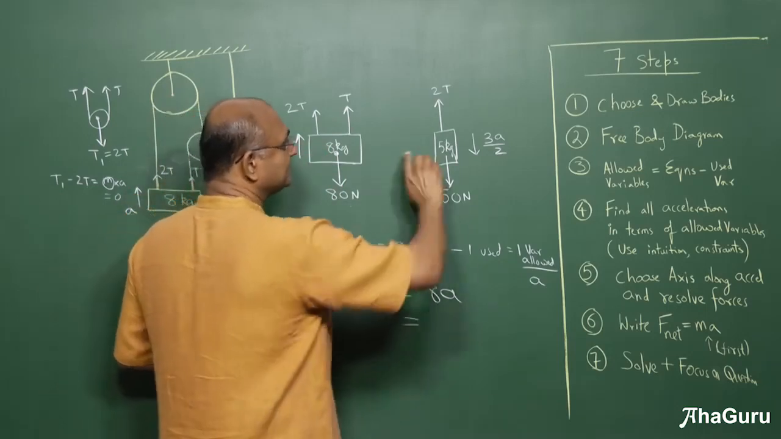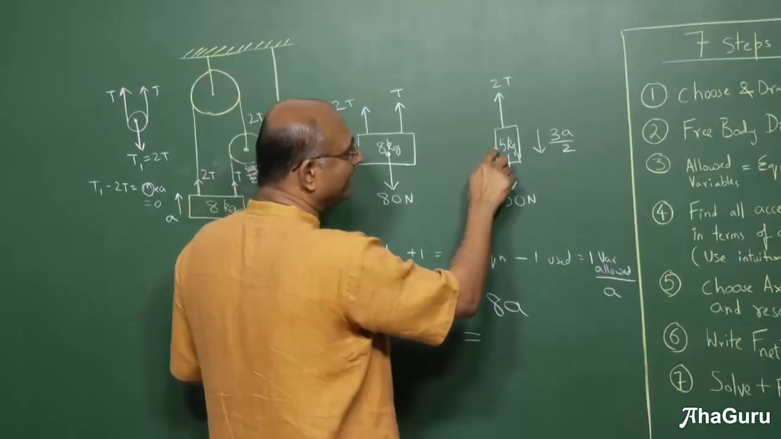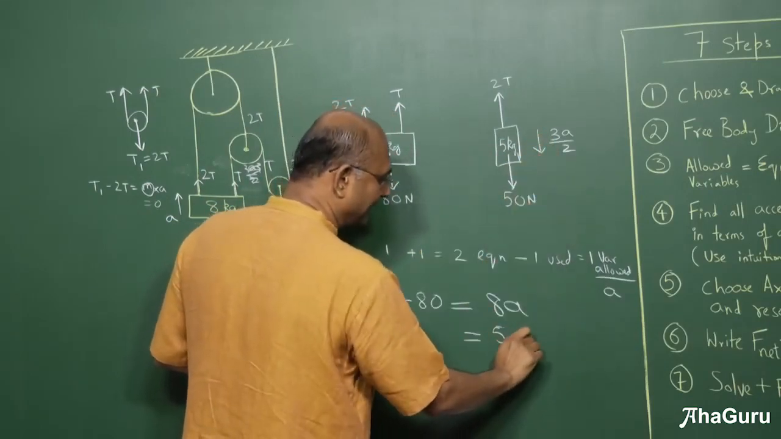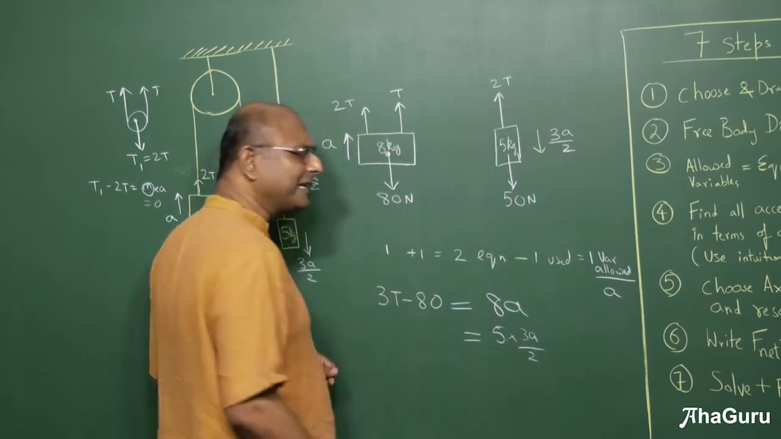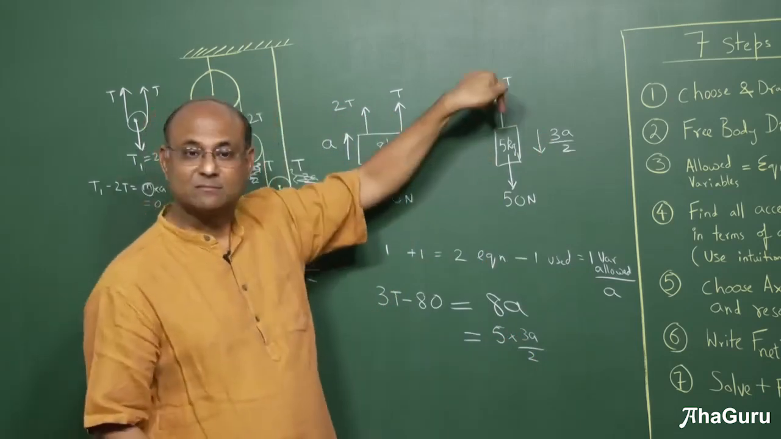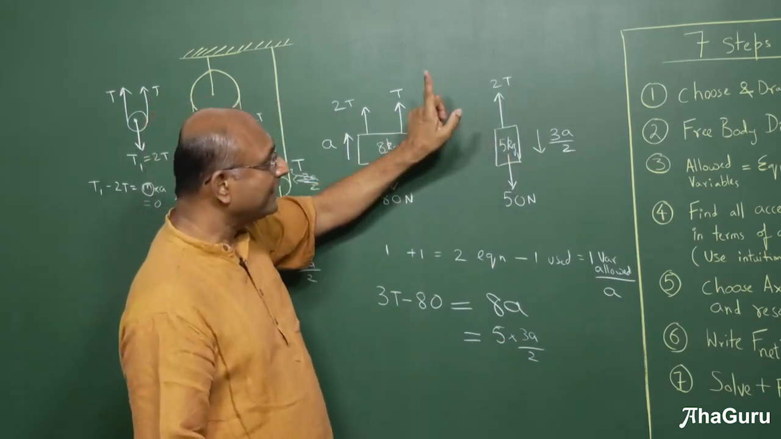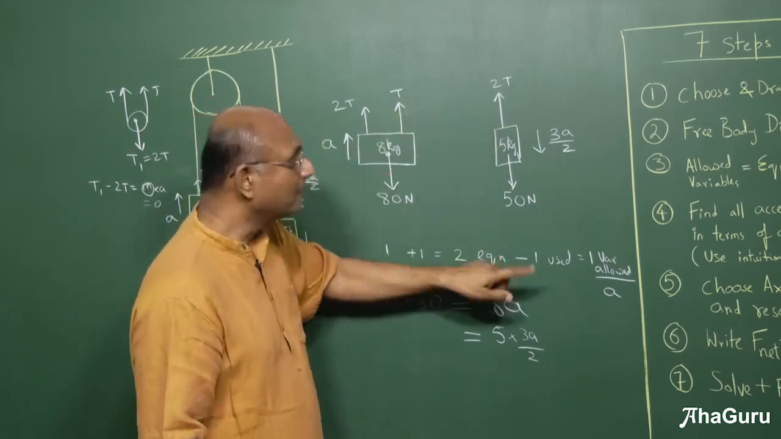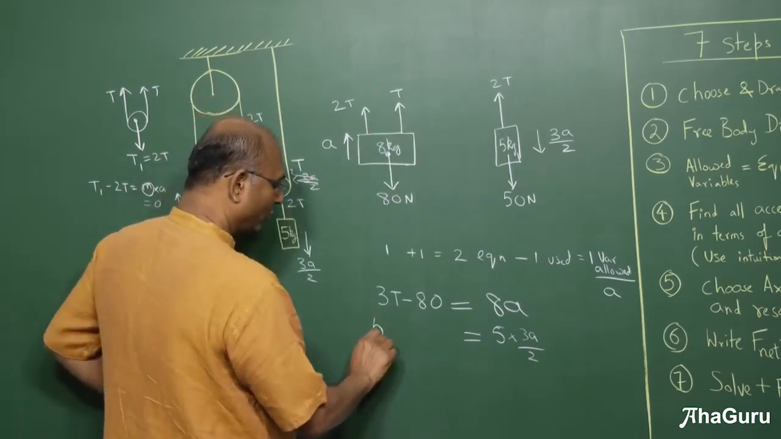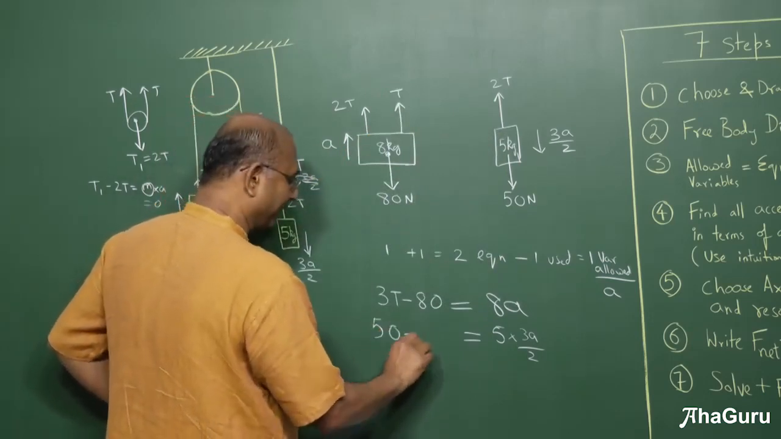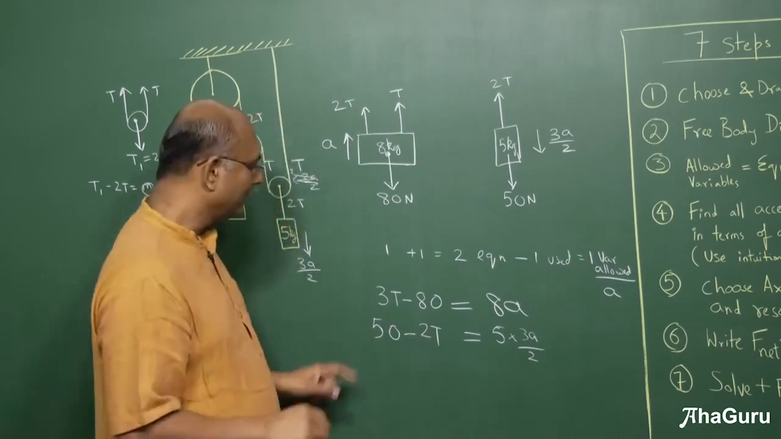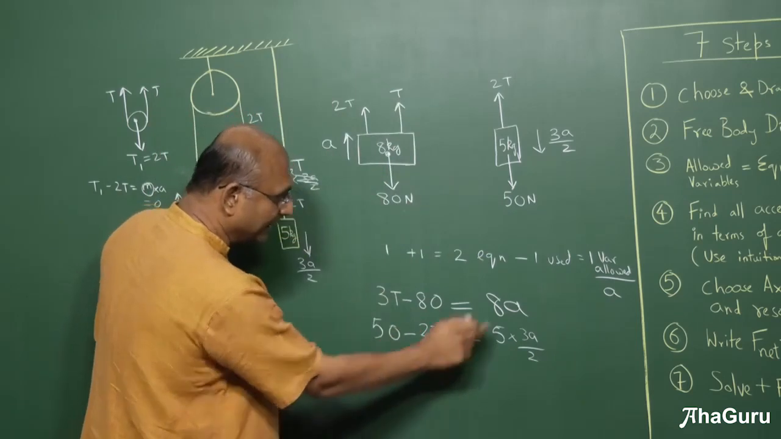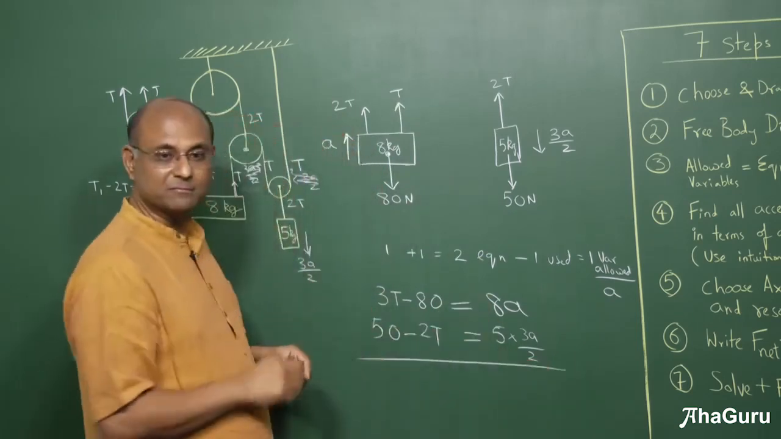Now let us go to the second block. So if I look at this, this is 5 times 3A by 2. In what direction is that? Downwards. Therefore, I won't write 2T minus 50. Downwards is my positive. So I will write 50 minus 2T. Notice that there is a flip that is happening. We have done it enough times, so you know this. Right? 50 minus 2T. Now I have got two equations, T and A, two variables we can solve.